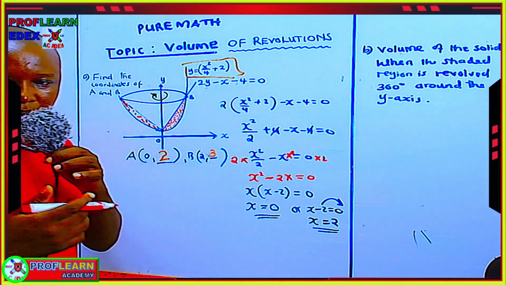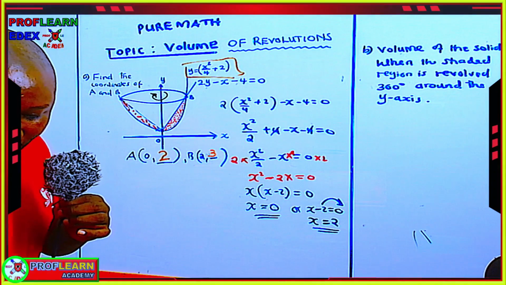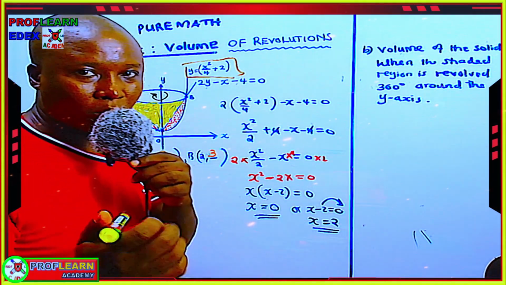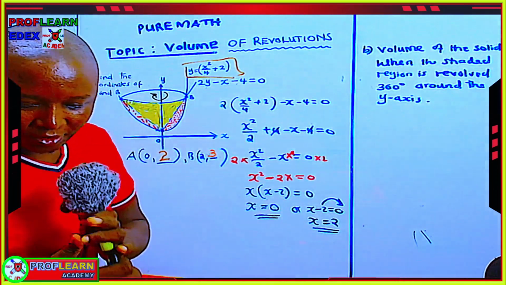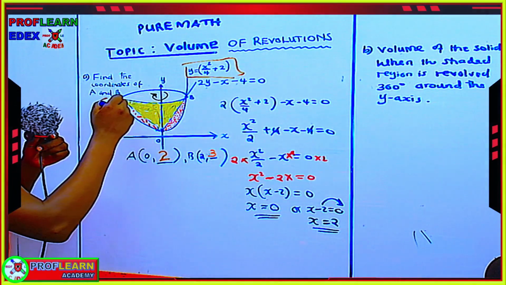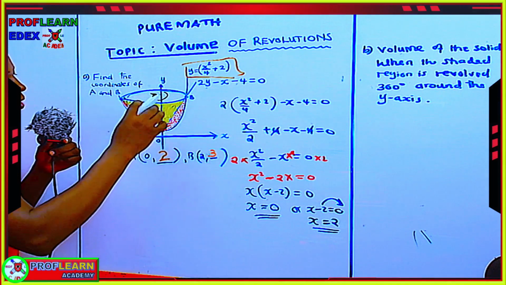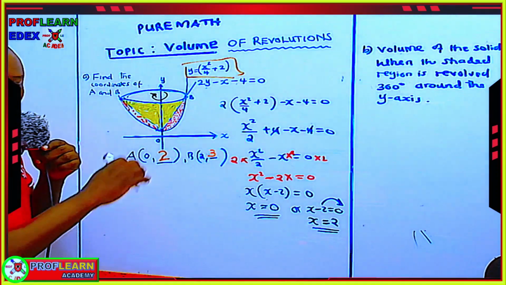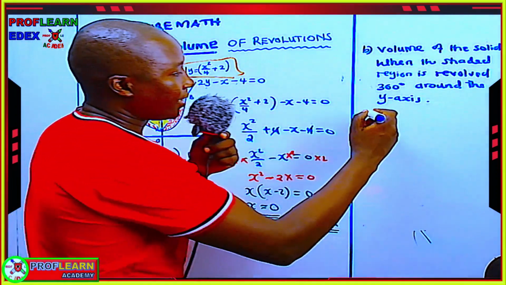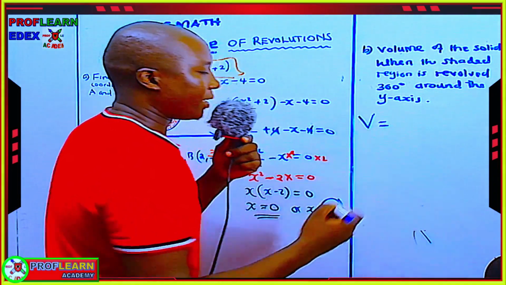So what you're going to realize is that we're going to have a solid whereby it's a 3D solid where the cone has been removed. So the question is, what is the volume of the solid formed? So in this case, we're going to use the formula.